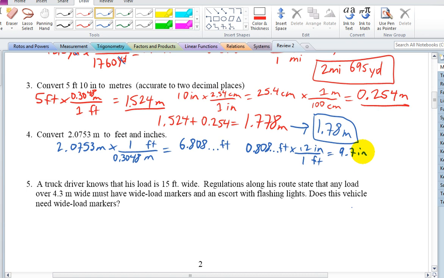So what should be my final answer now? Interpret your numbers. Make some sense out of them. Got 6 feet. How many inches? Well, you round up to 10 inches. Okay. So you don't want to ever have a decimal for your inches. So either round to 9 or round up. Since we're at 9.7, we round up to 10 inches. Any questions? Kathy?